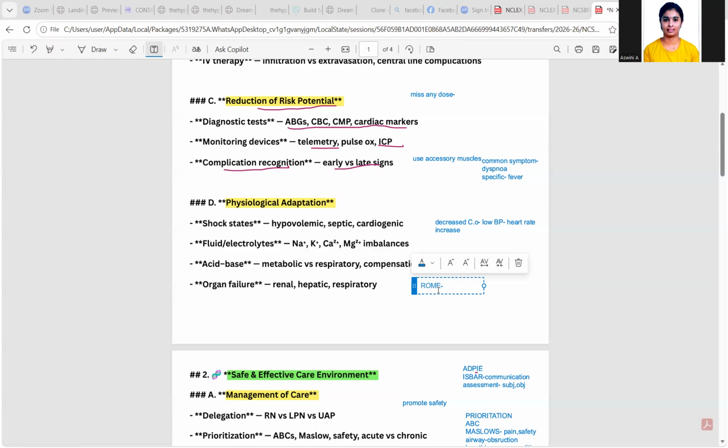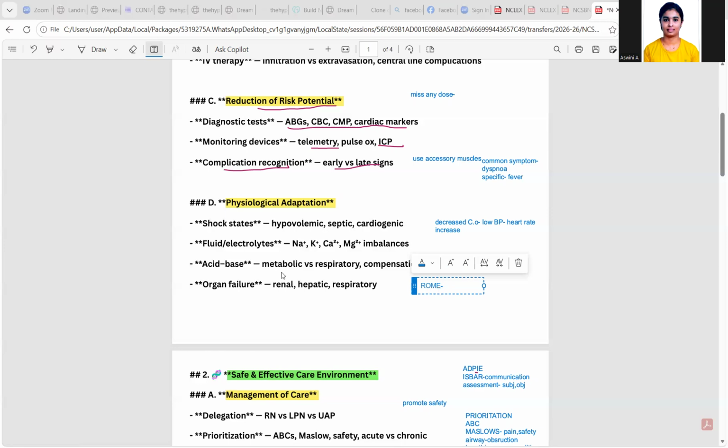And compensation also has three types: fully compensated, uncompensated, and partially compensated. How can we identify? By checking the value of the pH. If the pH comes to normal, that is fully compensated. In partially compensated and uncompensated, the pH will be abnormal, but we can check which parameter has been used for the compensation. Like that we can identify it.